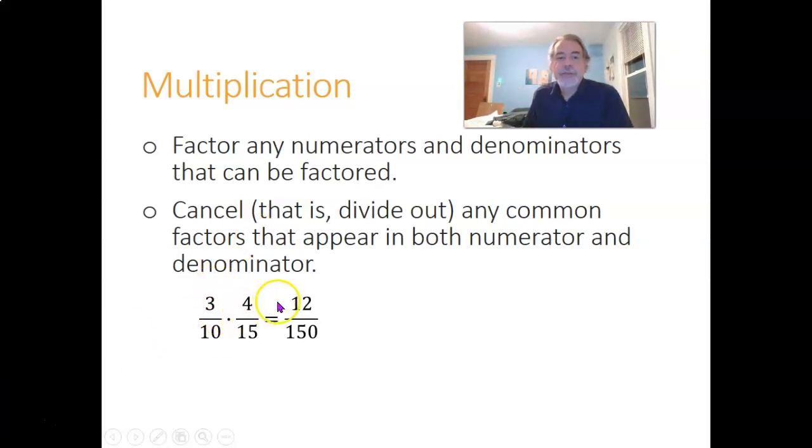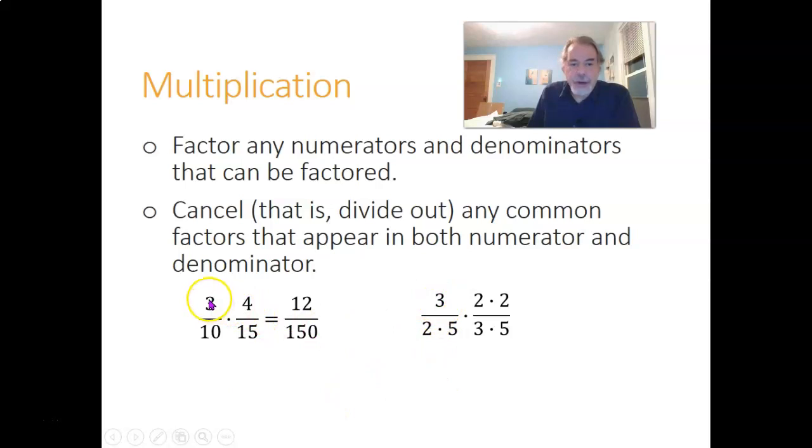So on top, 3 times 4 is 12. On the bottom, 10 times 15 is 150. And that is the product, but it's not in lowest terms. We can reduce this. There are things we can divide the numerator and denominator by. We might have to do a little figuring out what the greatest common factor is. But an easier way to go, if what we're looking for is the answer in lowest terms, is before we multiply stuff together, let's factor things out and look at what all the factors we're dealing with are.